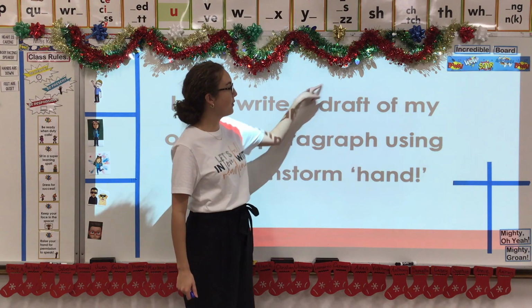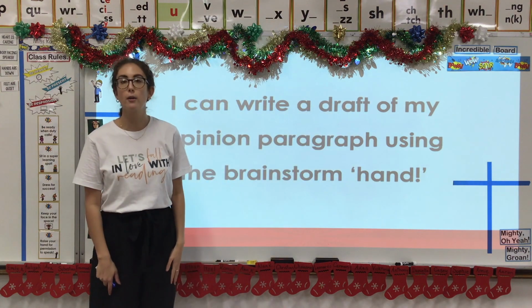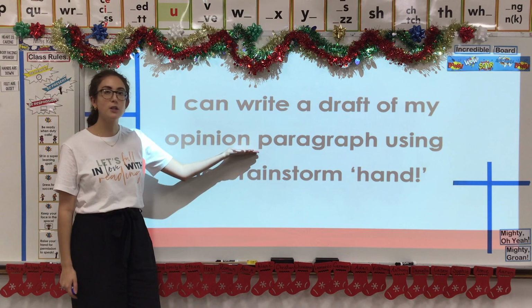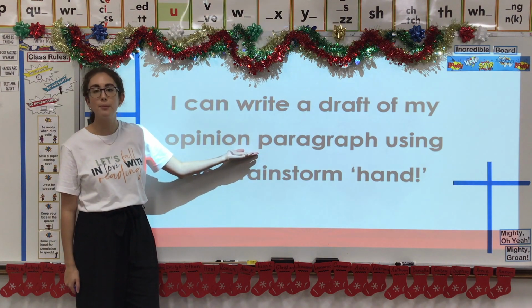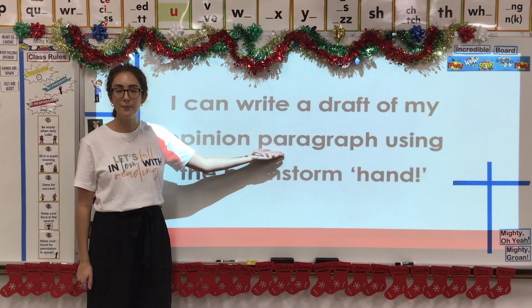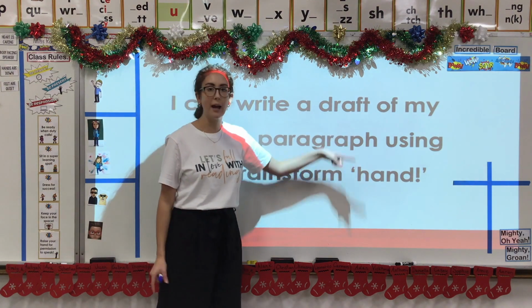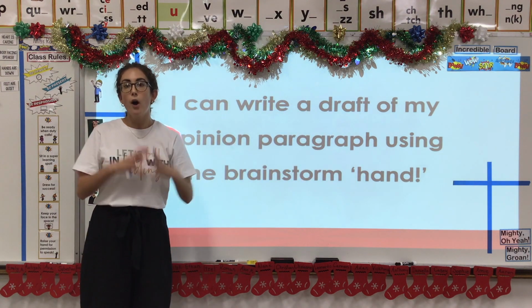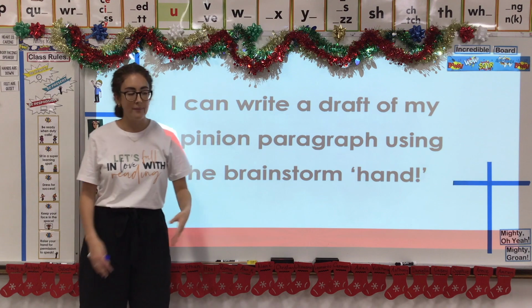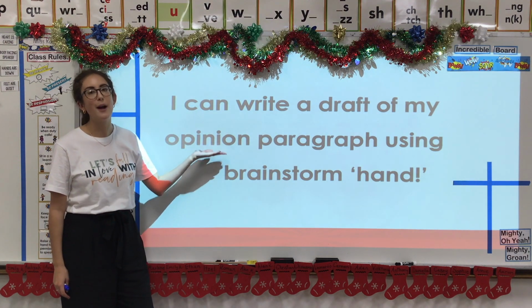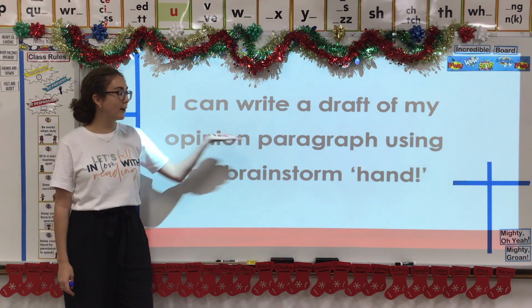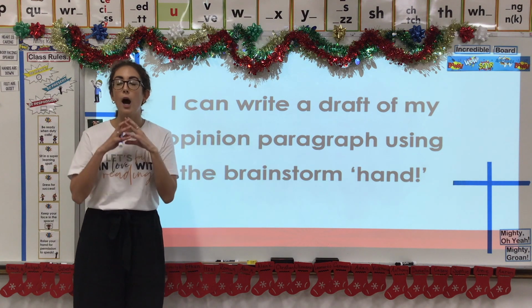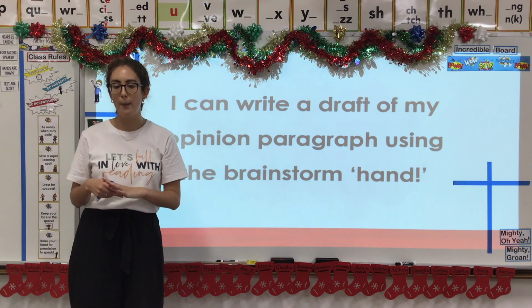So we are moving to the drafting stage of our writing process to work towards publishing and having a complete opinion paragraph. Remember, a paragraph is a group of sentences that are all focused on the same topic. And that is going to be our opinion. This paragraph is going to all talk about our one opinion on one topic.